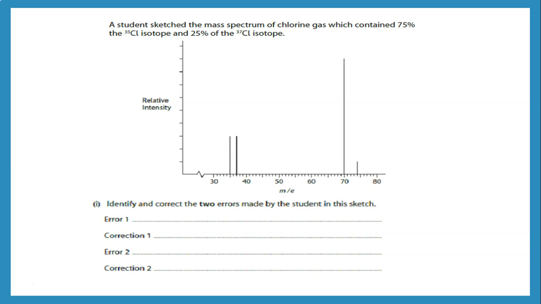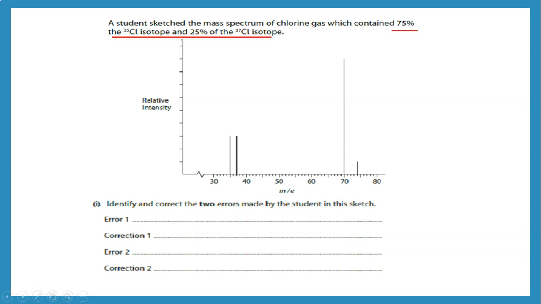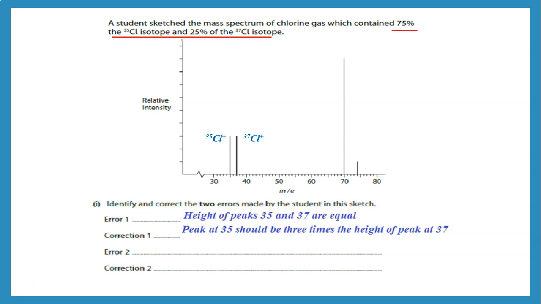First of all, we're saying that we have two isotopes of chlorine. Chlorine 35, 75% relative intensity, and the chlorine 37 should be 25% relative intensity. So that means that the peak for chlorine 35 should actually be 3 times the height of the peak at 37. So the heights of the peaks are not correct.